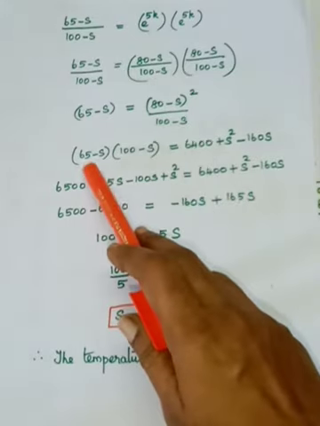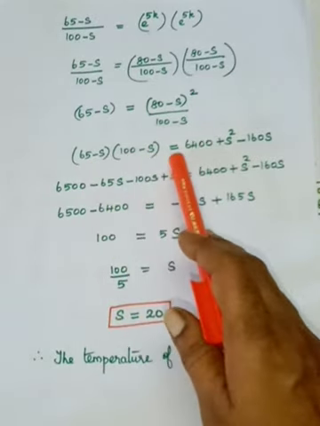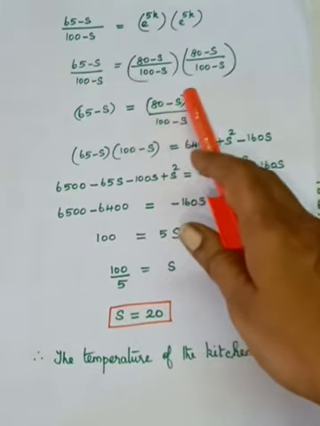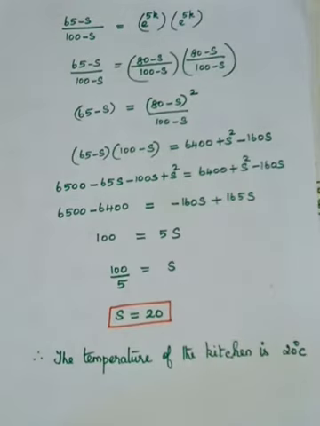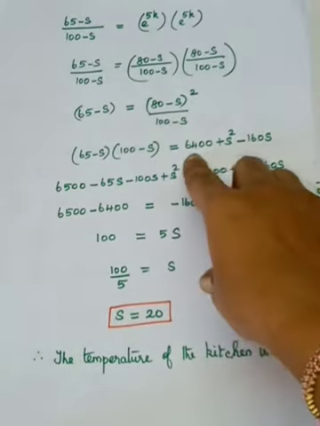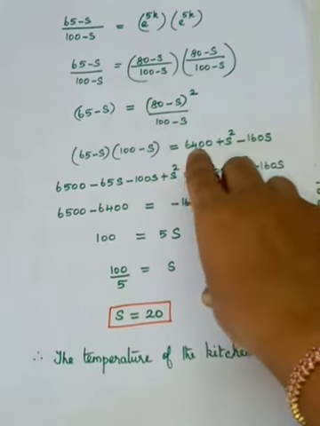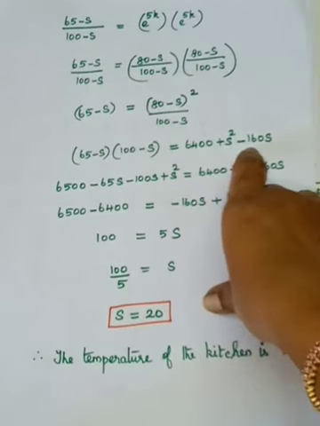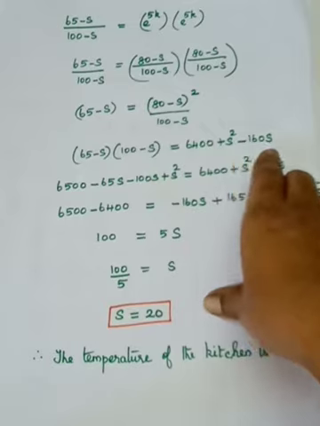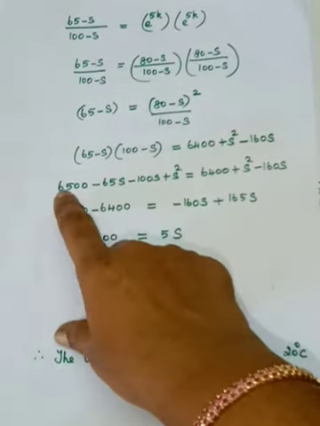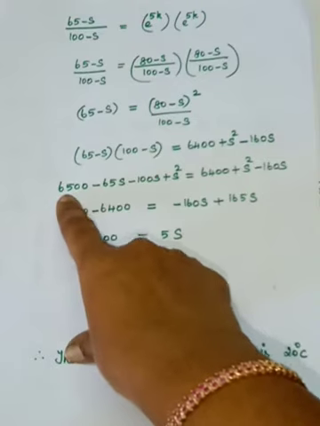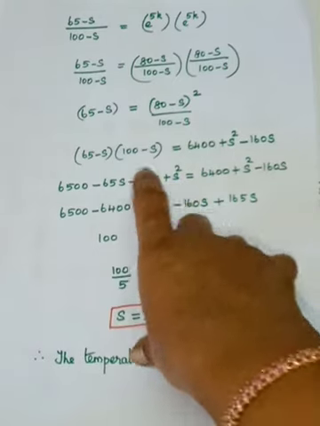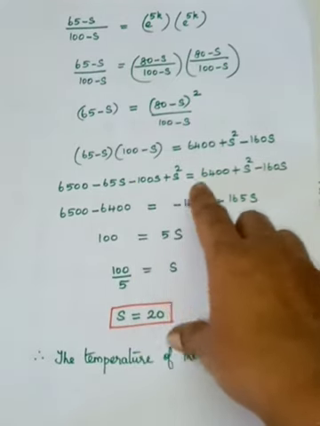If you cross multiply, 65 minus S into 100 minus S is equal to 80 minus S the whole square. It is in the form of a minus b the whole square. So a minus b the whole squared is a squared, that is 80 the whole square, that is 6400, plus b squared, that is S squared, minus 2ab, 2 into 80 is 160, so minus 160S. If you multiply these two, it is 65 into 100 is 6500, minus 65S and minus 100S plus S squared. Minus S into minus S is plus S squared. So you are getting this.